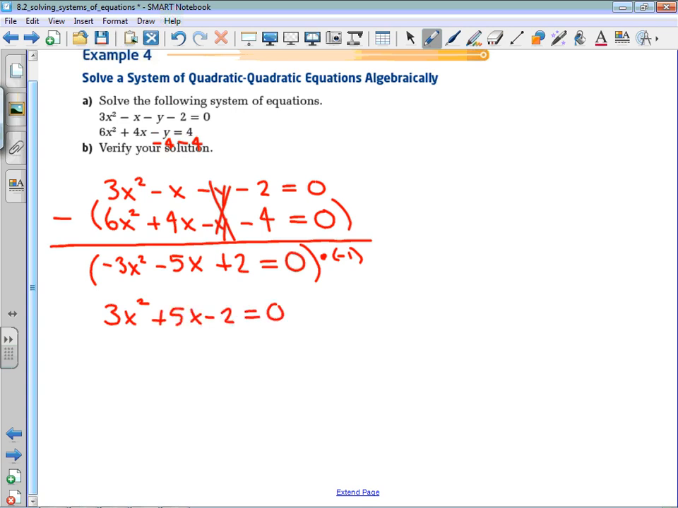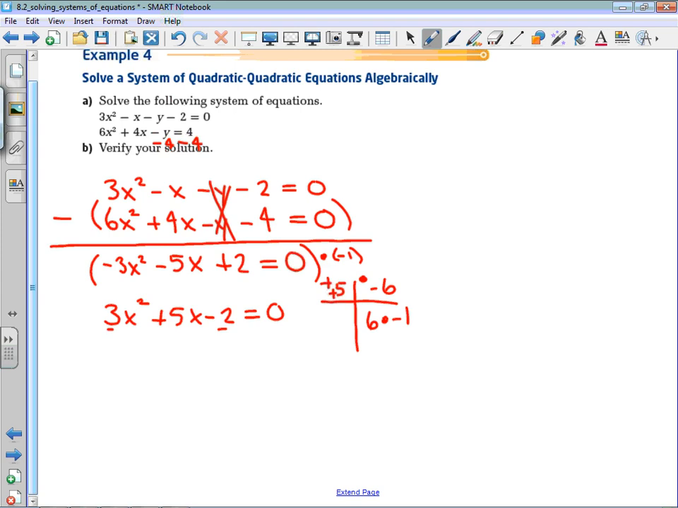Now, that's a personal preference. You don't have to do that. All of our factoring techniques will still work, but I really like doing it that way. Then I would set up my t-chart. So it has to add to +5, and it has to multiply to the 3 times -2, which is -6. So two numbers that multiply to -6 and add to +5 are +6 and -1.